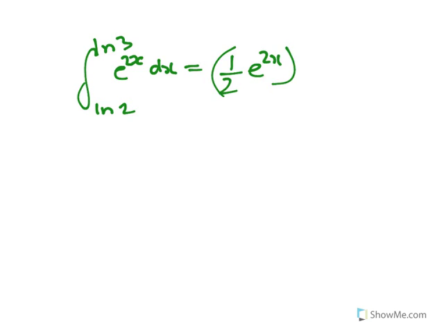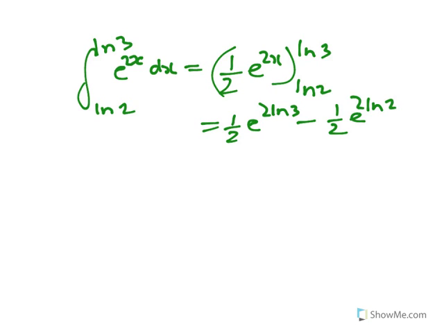Okay, now just an integration where we have boundaries, and I just want to make one of your boundaries a ln boundary. So when you integrate that, you get a half e to the 2x, and you go from ln 2 to ln 3. So that's a half e to the 2 ln 3 minus a half e to the 2 ln 2.